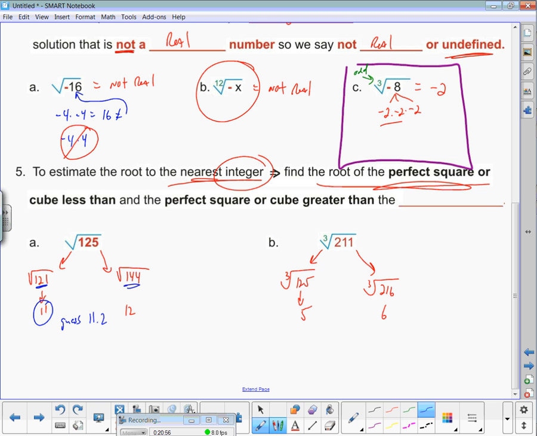Now, if I were going nearest integer, I'd say 6, right? I'd say 6, because 211 is a whole lot closer to 216 than it is to 125. Now, when I guessed on this to the nearest tenth, I said 5.9. However, when I punched it in, if I rounded off, it would have been 6.0, because it was like 5.95. All right. But estimating. All right.